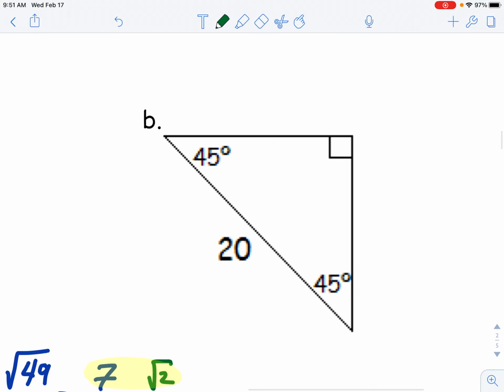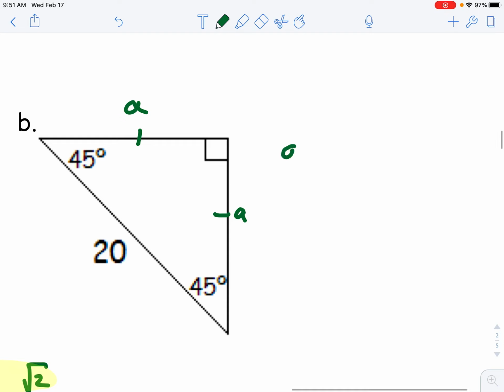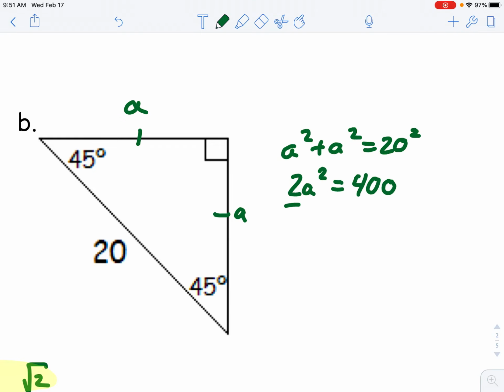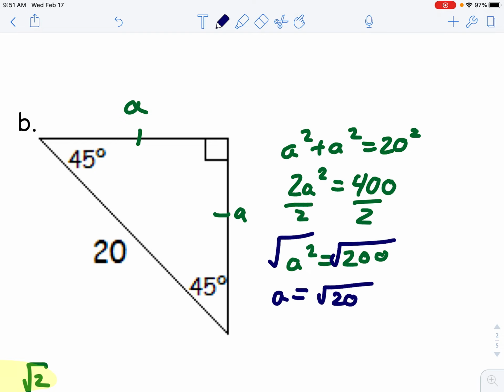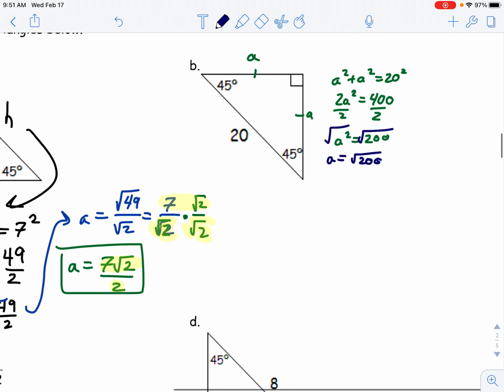It's going to be the same exact thing, just different numbers this time. We're going to have a squared plus a squared equals 20 squared. This is going to clean up a little nicer, as when we divide both sides by 2, we won't have a fraction anymore, we'll have 200. Now let's take the square root of both sides, and we get a equals the square root of 200. Last time we had to rationalize the denominator. This time we just have to simplify.